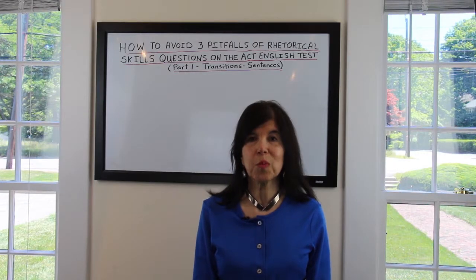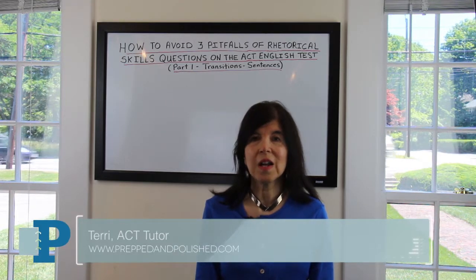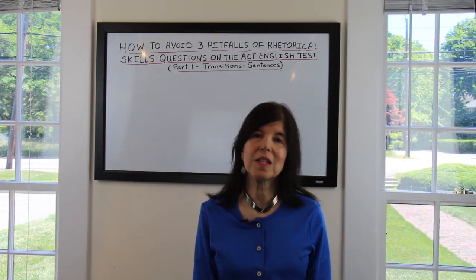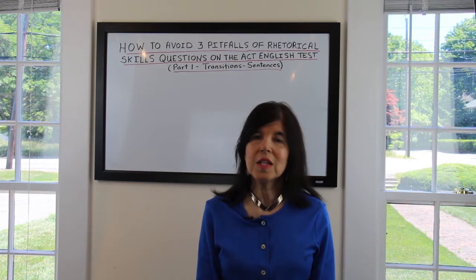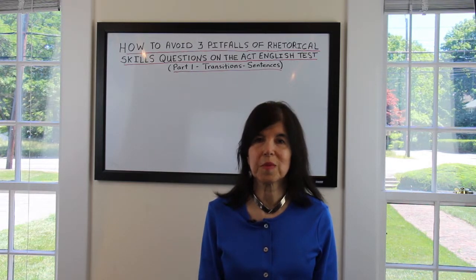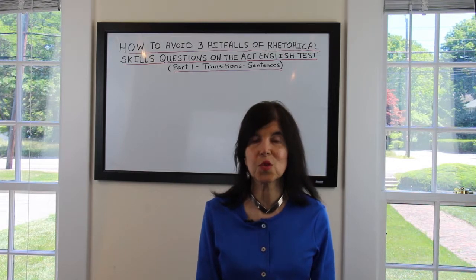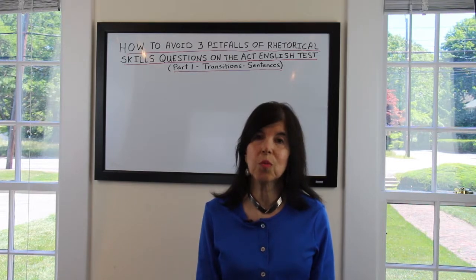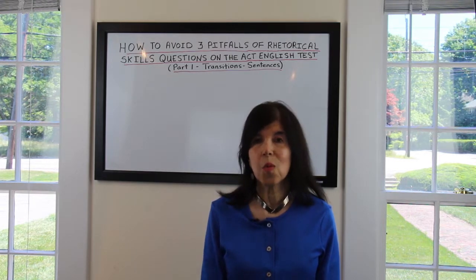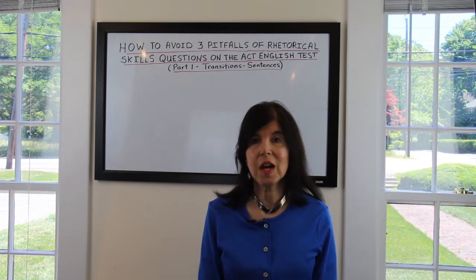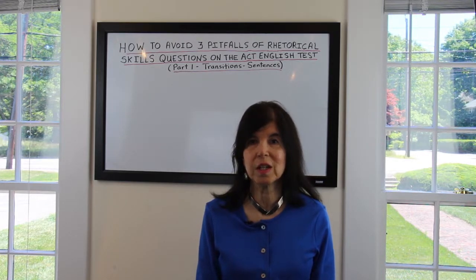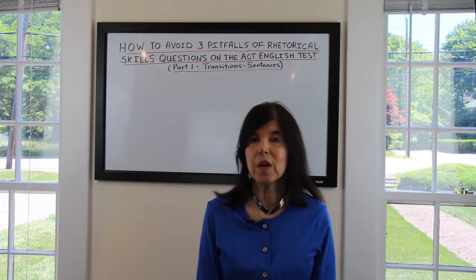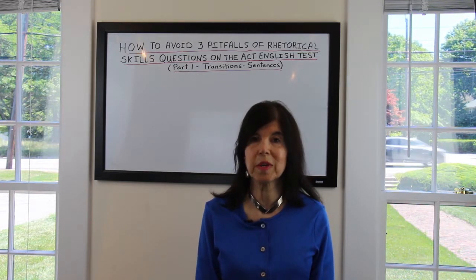Today I'm going to cover part 1 of a 3-part series on how to avoid 3 pitfalls of rhetorical skills questions on the ACT English test. The ACT English test has 2 question types: usage and mechanics and rhetorical skills questions. Usage and mechanics cover punctuation, grammar, word usage, and sentence structure, while rhetorical skills test style, organization, and strategy. Most of my students dread rhetorical skills questions because they find them extremely challenging and time-consuming.